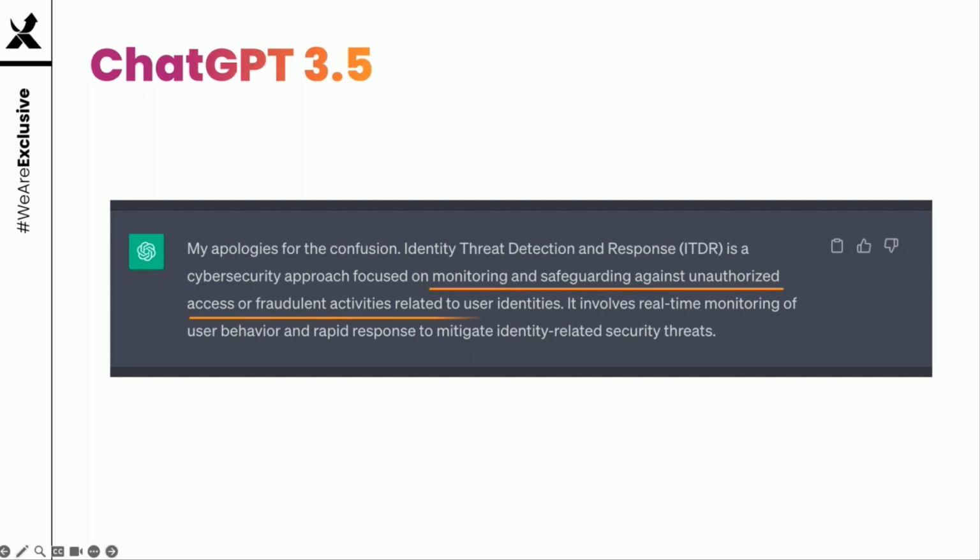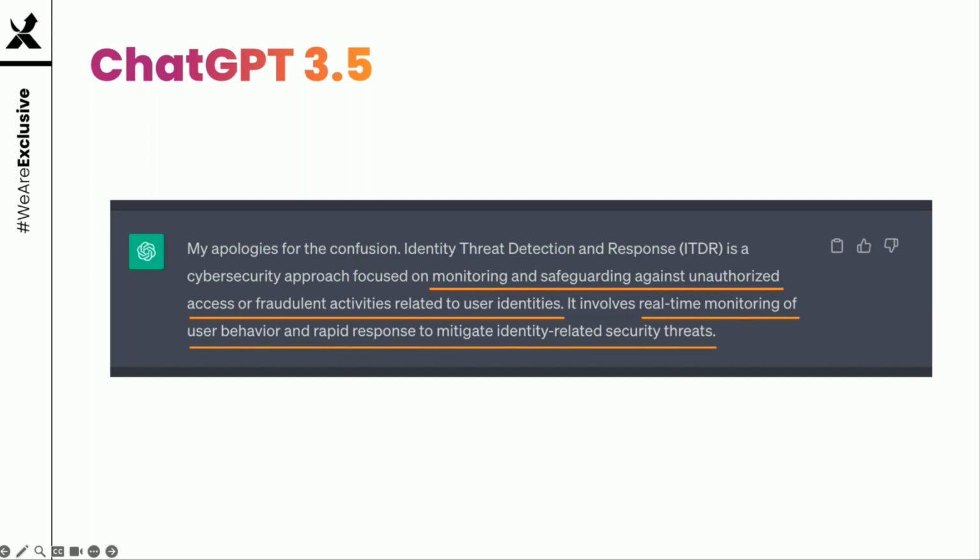So what it gave back as feedback is that ITDR is about monitoring and safeguarding against unauthorized access or any malicious activity related to users, right? So user authentication, access to certain resources, files, you name it, whatever you're using to do your day-to-day work, what your business is operating on, that's what you want to monitor and guard against.